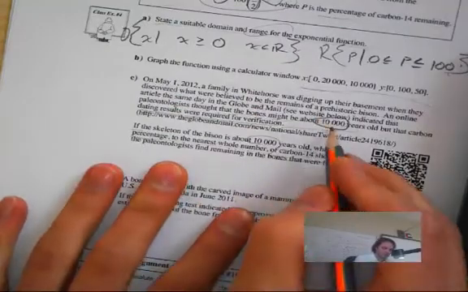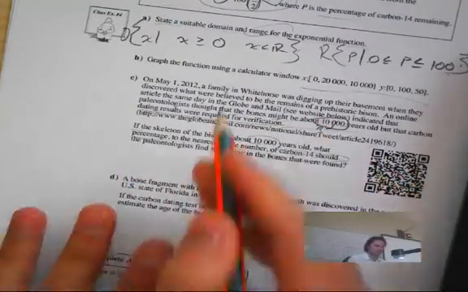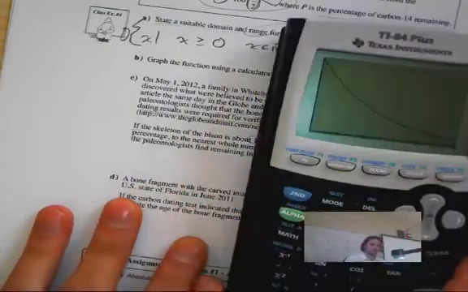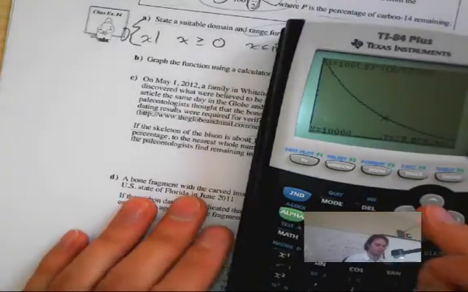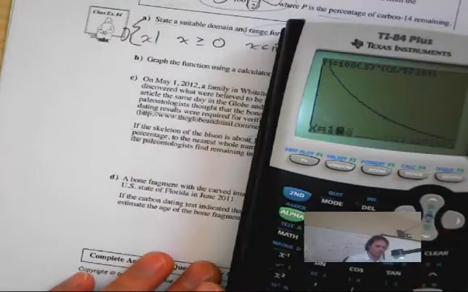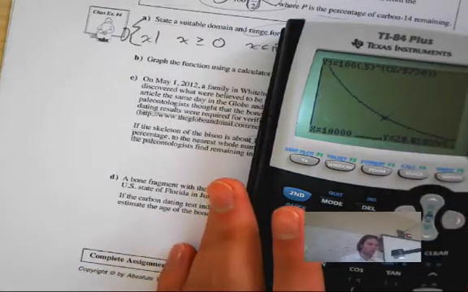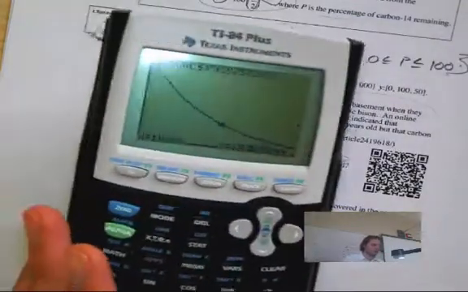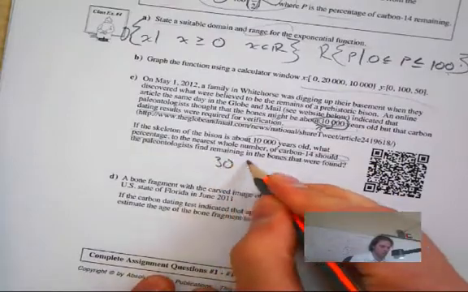So this here is my x value, right? 10,000 years old. So time is always your x normally. So I'm going to go trace, and I want 10,000. I hit enter. So there should be only 29.8, which is 30% left.